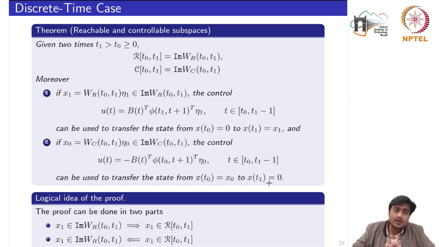We won't be going through the proof for this, because we have already seen the proof for the continuous time system, which you can do by yourself. The idea is that we need to do the proof in two parts, a both-ways implication. That is to say, if x1 belongs to this subspace, then x1 also belongs to the reachable subspace, and the other way implication. Once both these implications are shown for the reachability Gramian and controllability Gramian, you have the proof for this theorem.